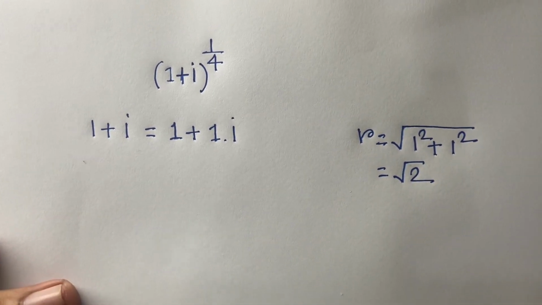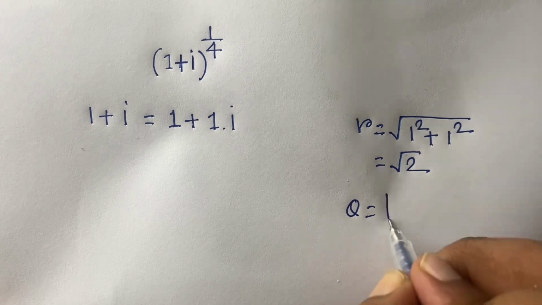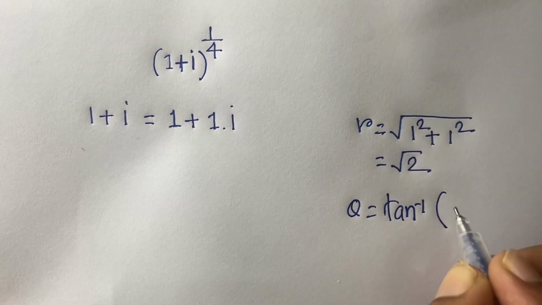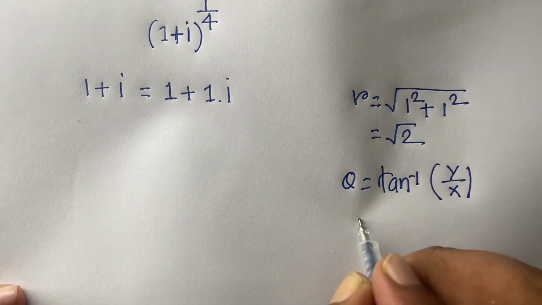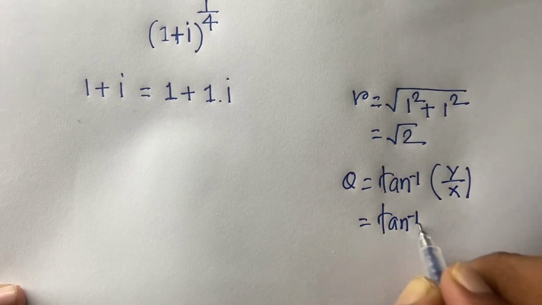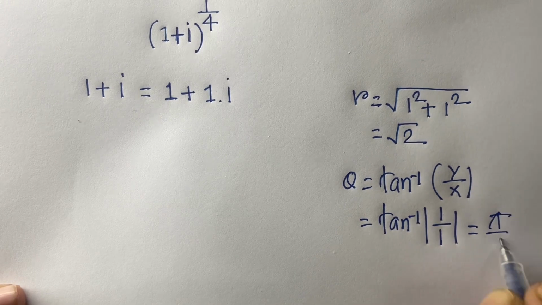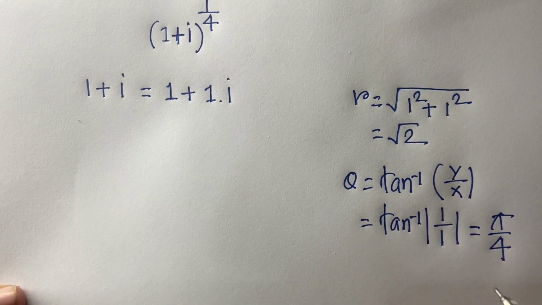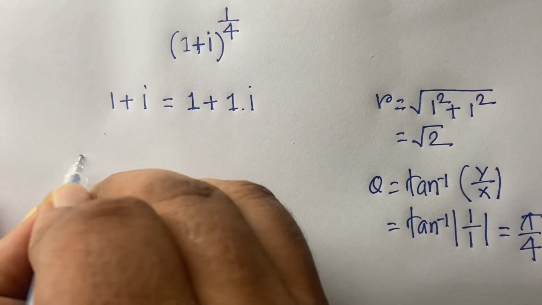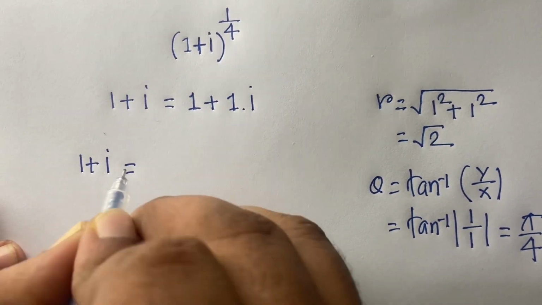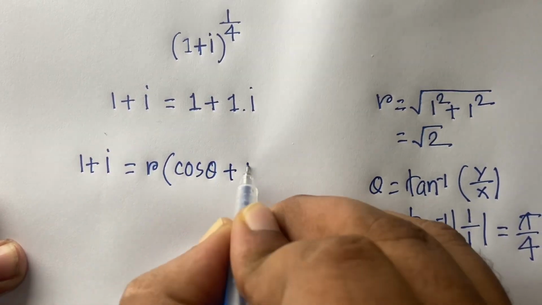But in this case, theta is equal to what? You know that theta is tan inverse of y over x. Here y is 1 and x is 1, so tan inverse 1 is pi over 4. So theta is equal to pi over 4. So I can say 1 plus i is r times (cos theta plus i sin theta).